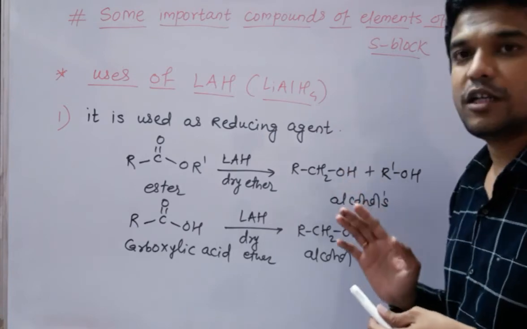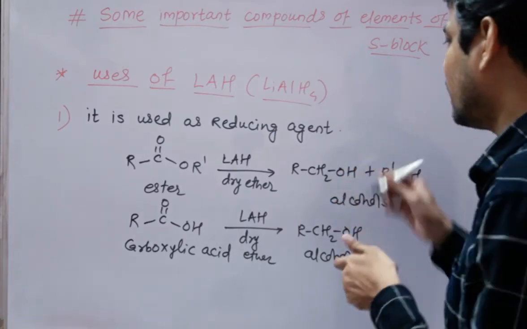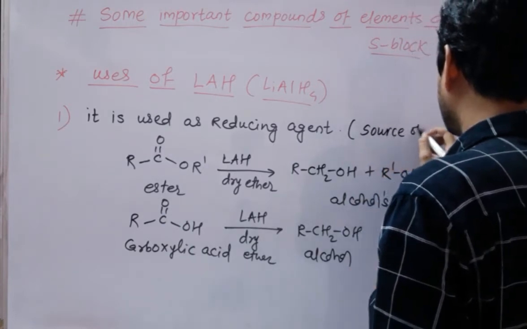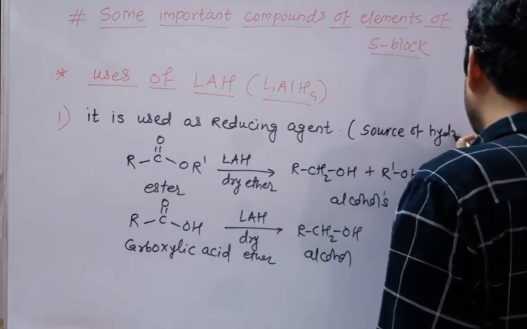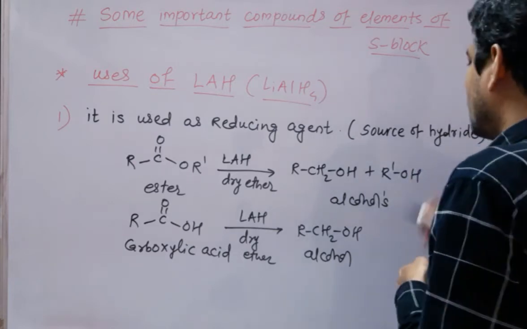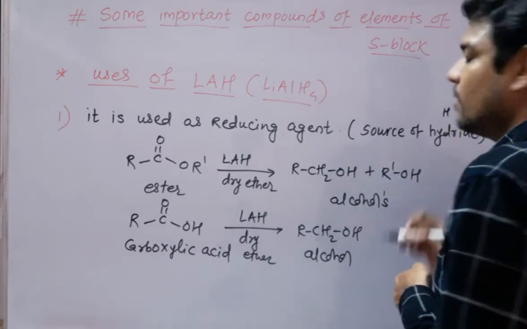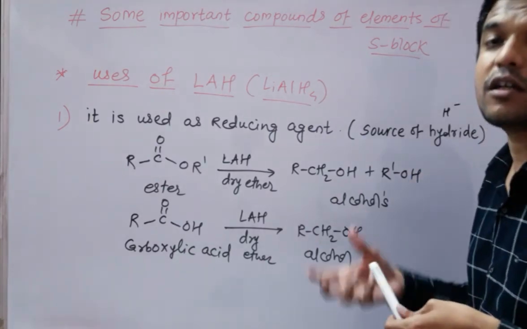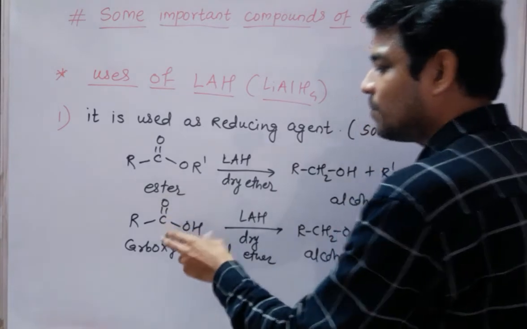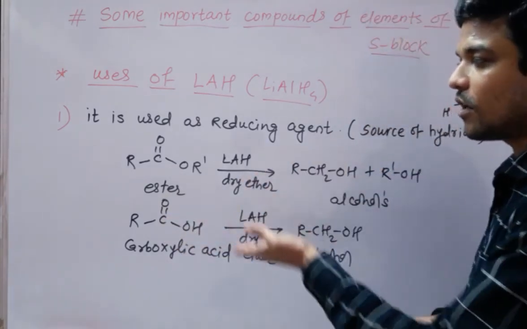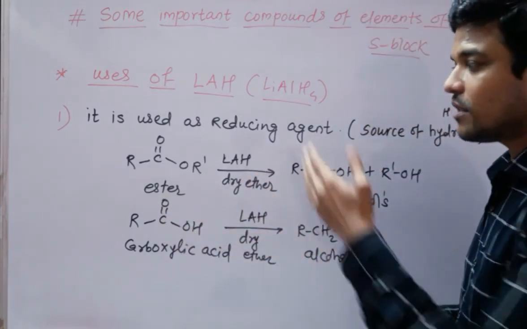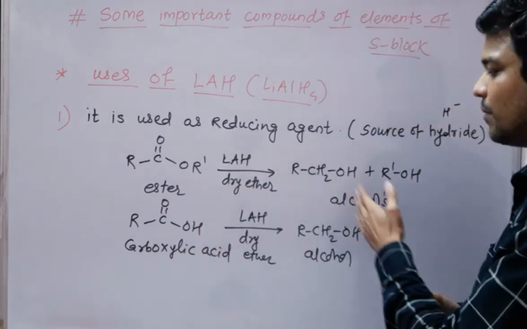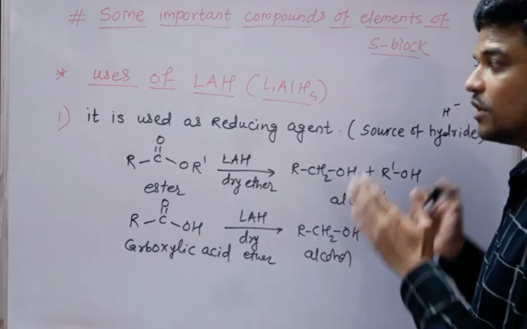This is the first use. It is used as a reducing agent as it is a source of hydride. Hydride means H minus. Okay, so it donates H minus and it reduces the compounds, carbonyl compounds, especially esters and carboxylic acid. आपको ये रिएक्शन ऑर्गेनिक केमिस्ट्री में है, आप एस्टर्स का भी रिडक्शन कर सकते हैं और कार्बोक्सिलिक एसिड्स का भी रिडक्शन कर सकते हैं और हमें मिलते हैं अल्कोहल्स. ओके, so this use you must remember.